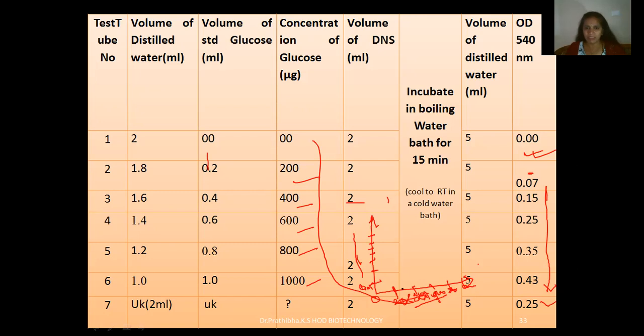Now how to plot? For example, check this 200 concentration. For this 200 concentration, how much OD did you get? I got 0.07, right? So you need to check where 0.07 is. This is 0.05, 0.07 may come around here. Then for 400 concentration, how much OD did you get? That is 0.15. So for 400 concentration, I got around 0.15 here.